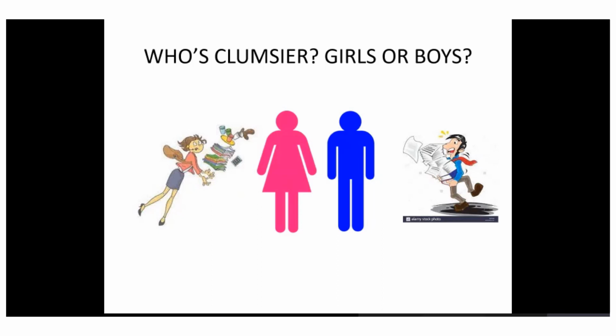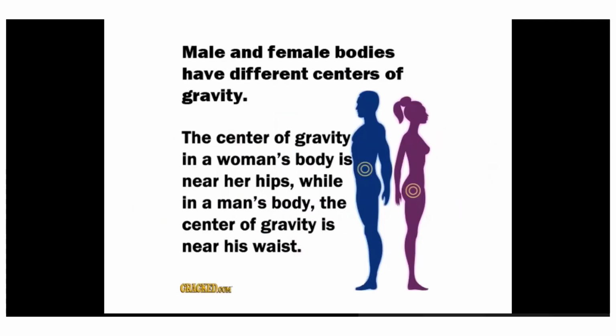Okay? There's a reason for that. There's a scientific reason for that. Male and female bodies actually have different centers of gravity. Because of the way that the mass is distributed, boys have the muscles up top, and girls, when we get a little older, we have the thighs and the hips at the bottom. Well, the center of gravity for a woman is at the bottom near her hips, while the center of gravity for a man is more at his waist and abdomen area.